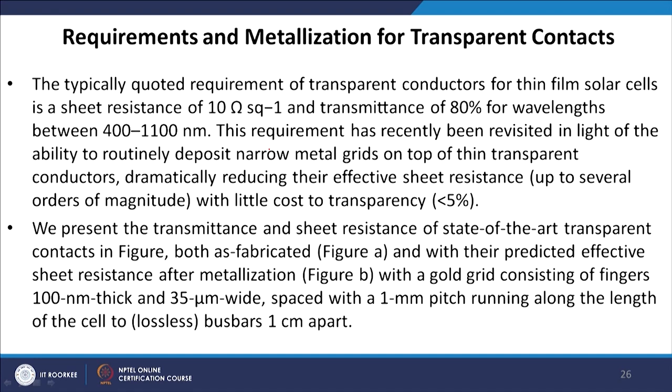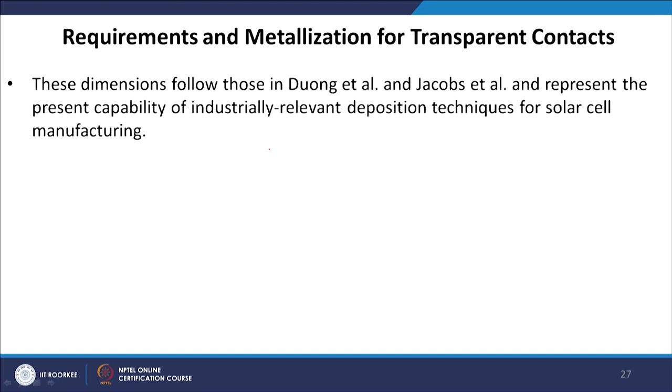both as fabricated and with their predicted effective sheet resistance with metallization, with a gold grid consisting of fingers 100 nanometer thick and 35 micron wide, spaced with a 1 millimeter pitch running along the length of the cell to lossless bus bars 1 centimeter apart. So, let us look at the figure in the next diagram. These dimensions follow those in Dulong et al. and Jacob et al.'s paper and represent the present capability of industrially relevant deposition techniques for solar cell manufacturing.